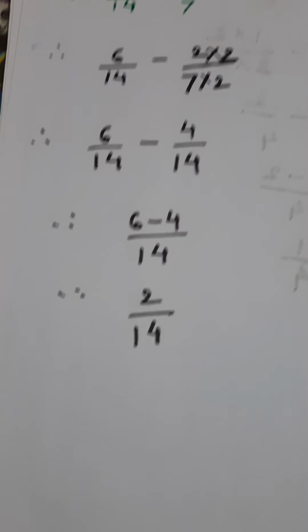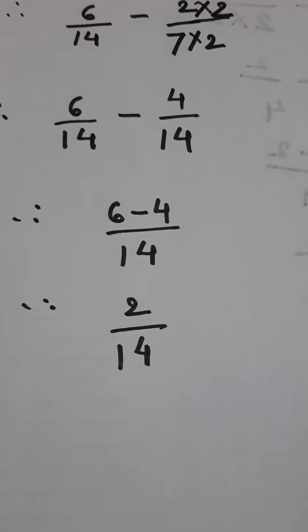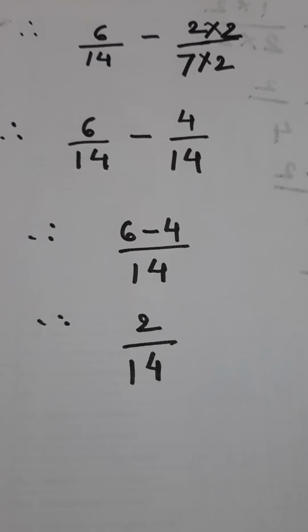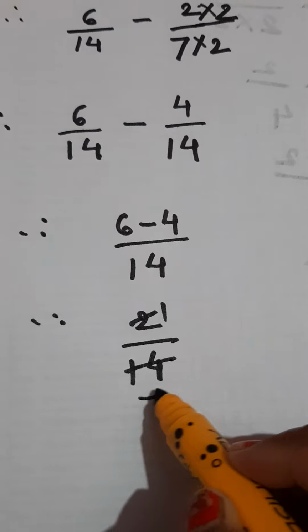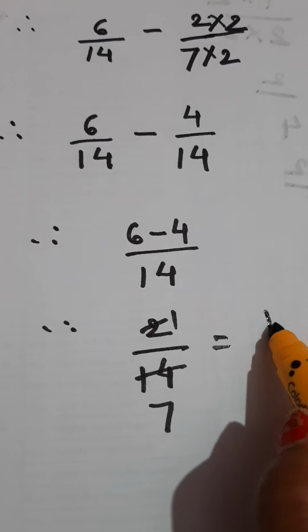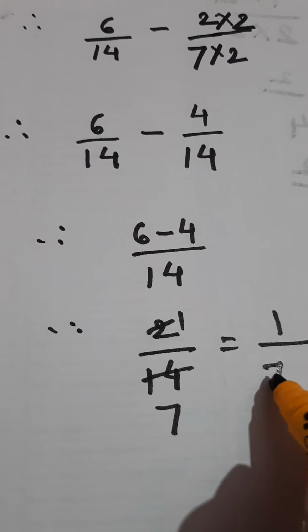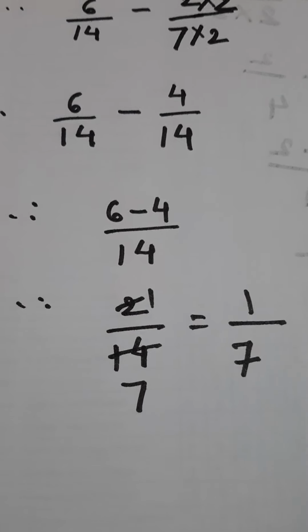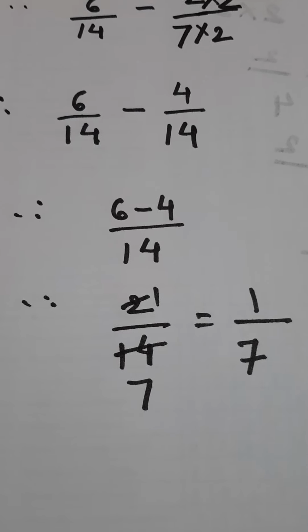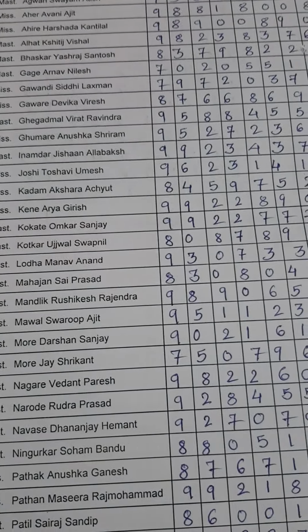If you observe the fraction, 2 and 14 are from the same table. So you can reduce the fraction. 2 1s are 2, 2 7s are 14. When the numbers are from the same table, we can do the reduction of the fraction like this. Got it? Okay, let's see the next problem.